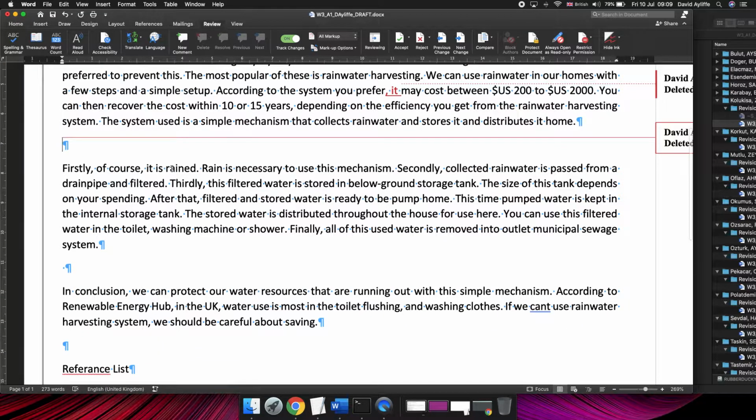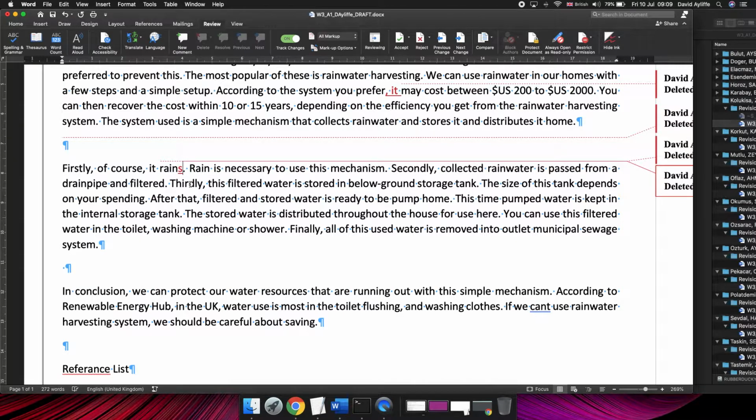Firstly, of course, it is rained. It is rained. It rains. Rain is necessary to use this mechanism. Excuse me, wait 1 minute, please.